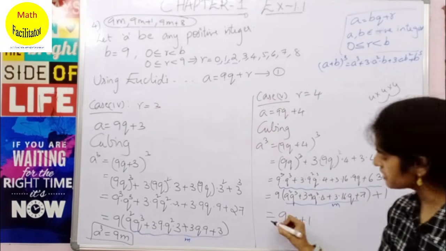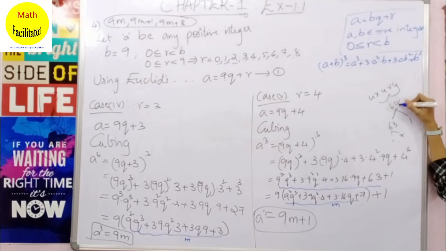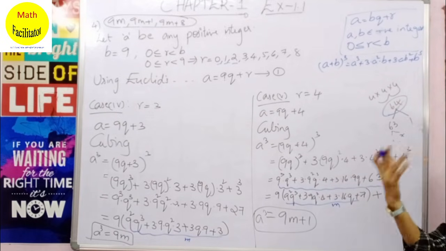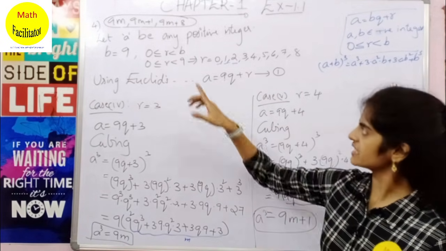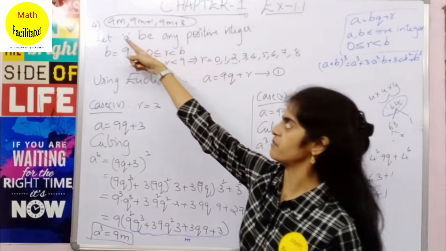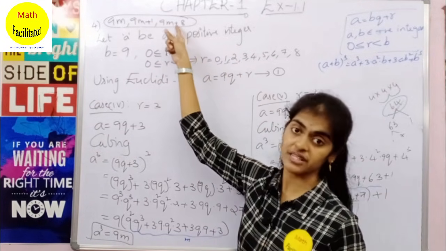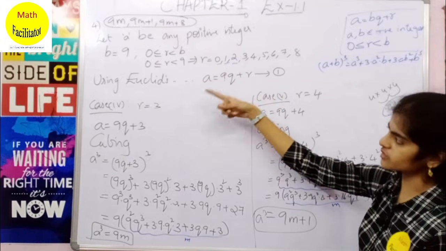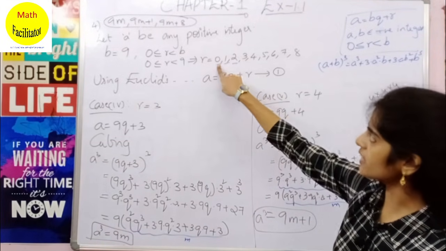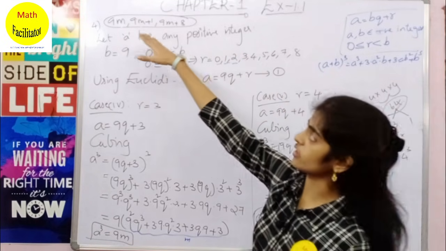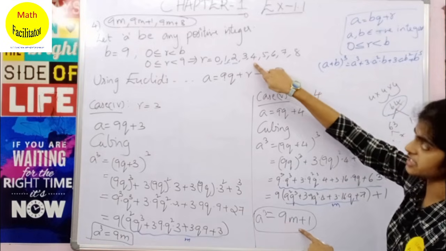The simple funda here is this: if you don't know how to divide this, you will not get it instantly, so just see our pattern. In the first one, when you take r equal to 0, you got 9m. When you took r equal to 1, you got 9m plus 1. When r equal to 2, you got 9m plus 8. Now when you take r equal to 3, you got 9m again. You can see this is repeating. Now when you took r equal to 4, you got 9m plus 1.